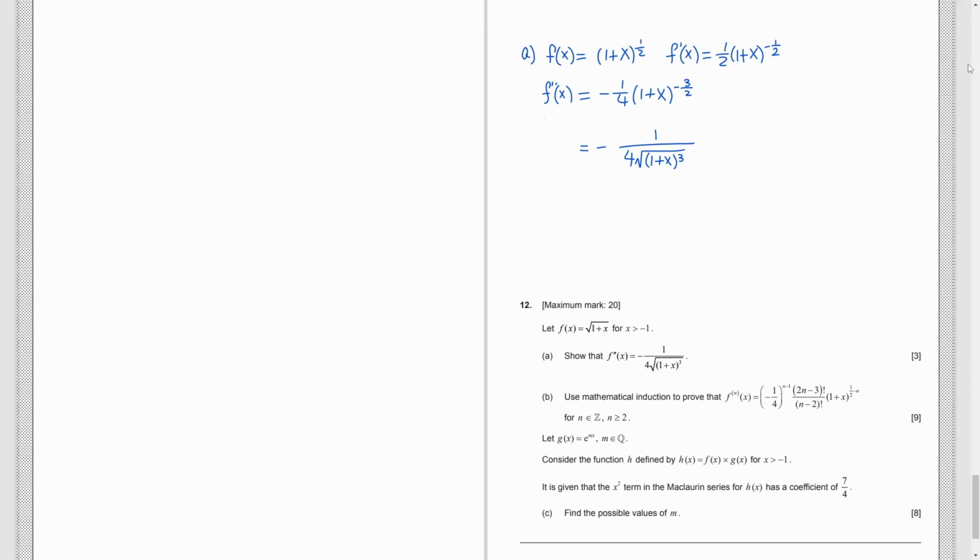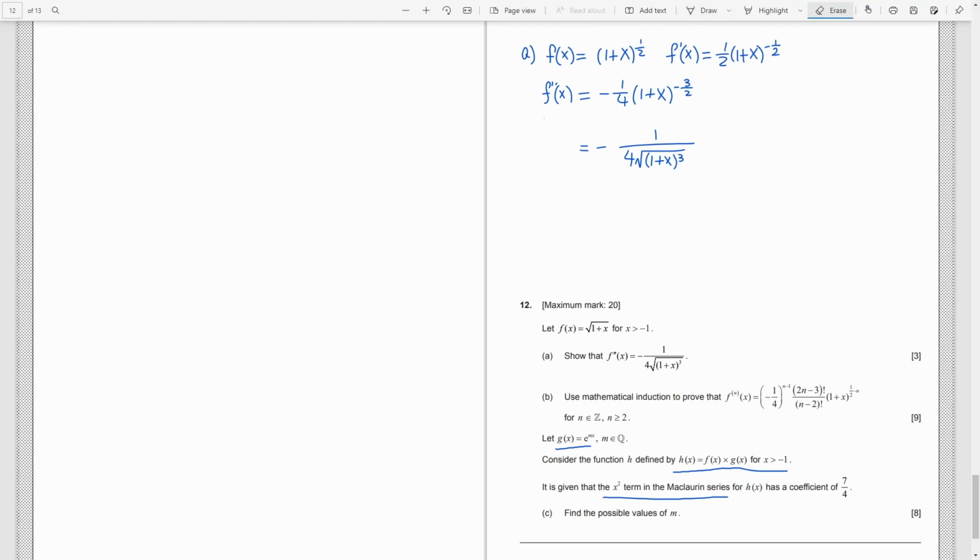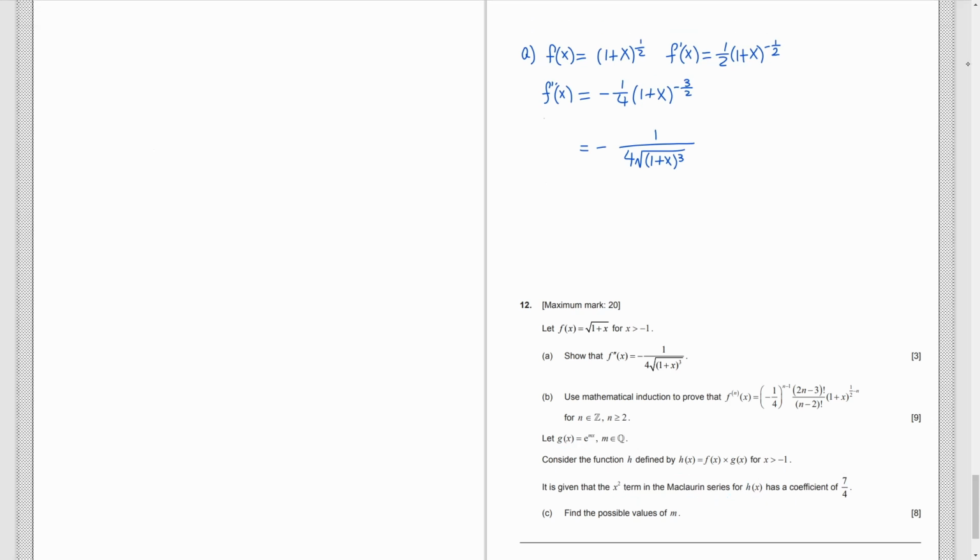Final part. Part C. We have a function g, and there is another function h, which is f times g. Given that the x squared term of the Maclaurin series for h has a coefficient of 7 over 4, we need to find m. So, we just try to find the Maclaurin series of f and g first. As we just need the x squared term, we find f(0), f'(0), and f''(0). Of course, we need to do the same for g as well.